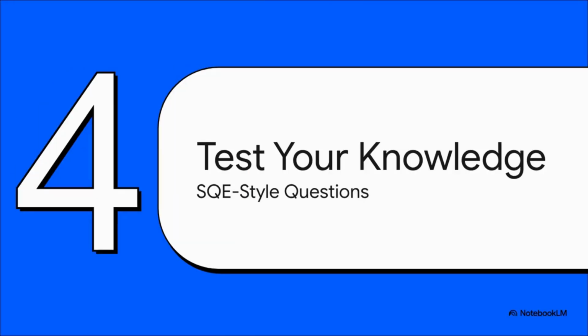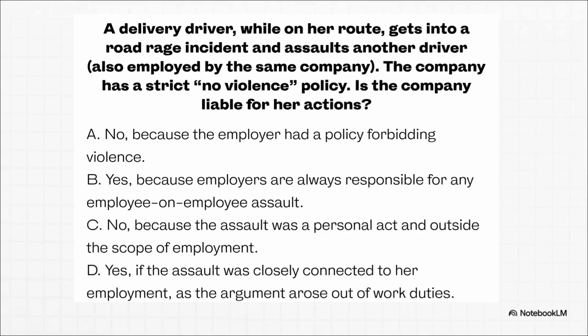Okay, you've got the theory, you've seen the cases. Now let's see how you do under a bit of exam pressure. We're going to try a couple of SQE-style questions. All right, first one up, you've got a delivery driver on her route who gets into a road rage incident and assaults another driver. And the company has a strict no-violence policy. So, is the company liable? Have a good look at the options. Which one is the best answer?